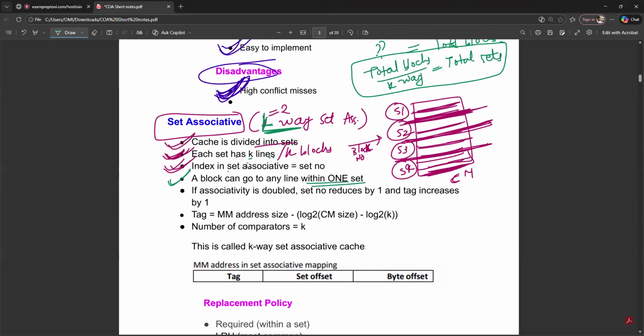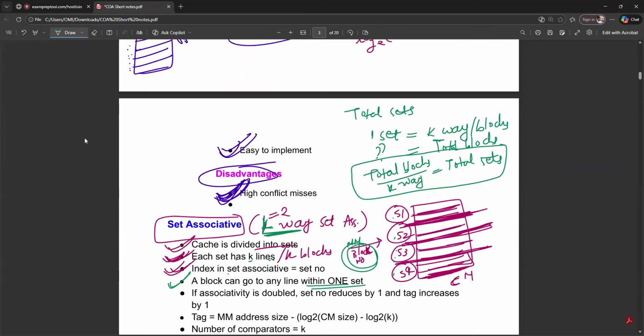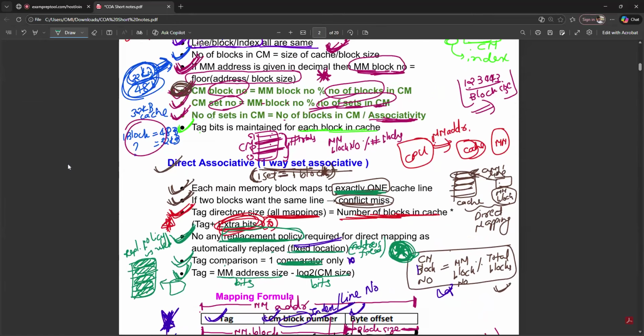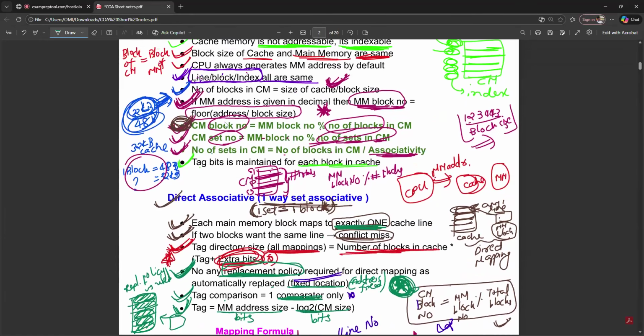Okay. Now a block can go to any line within one set. So if you have the main memory block number, how can you find which set it goes to, with the help of this formula? I have explained it somewhere, yeah, here: cache memory set number.